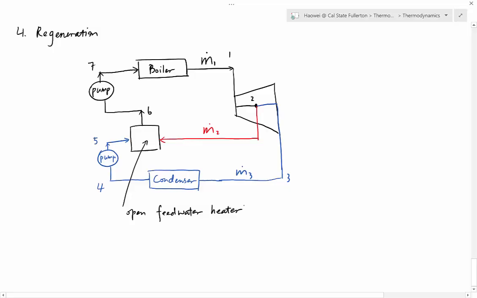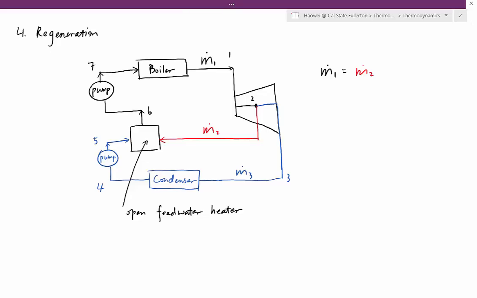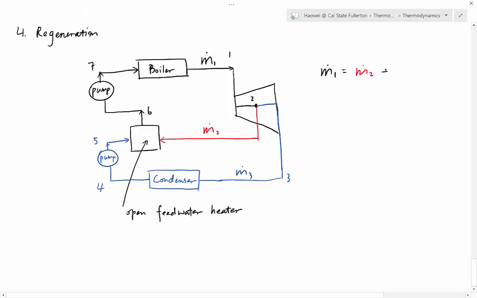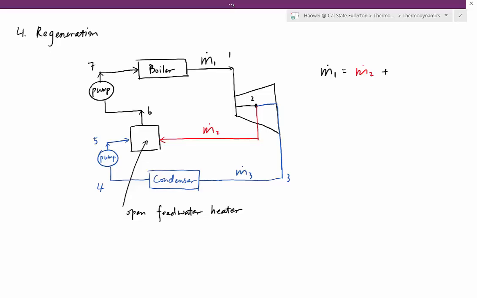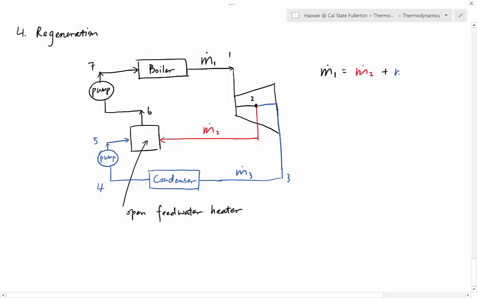Okay, and then what is the relation between the 3 mass flow rates? The total mass flow rate is m dot 1, and it's equal to the combination of the other two, m dot 2 plus m dot 3. m dot 2 plus m dot 3 is equal to the total mass flow rate, and it's color coded.